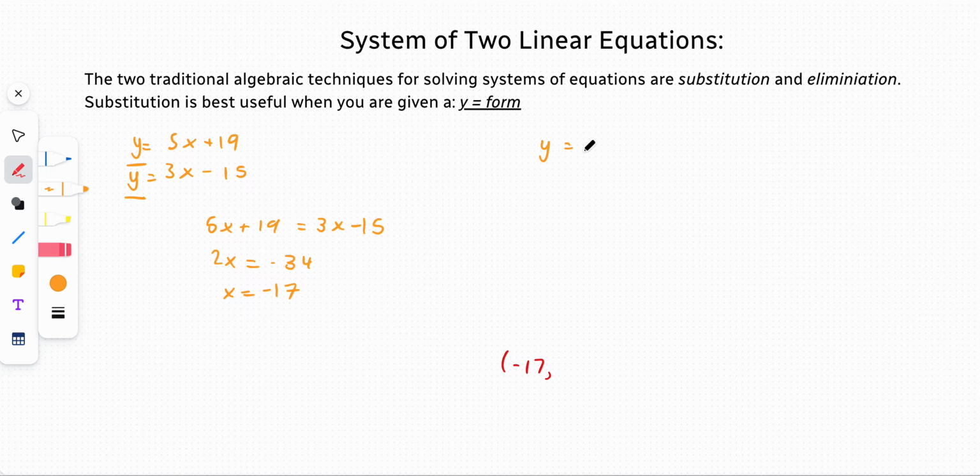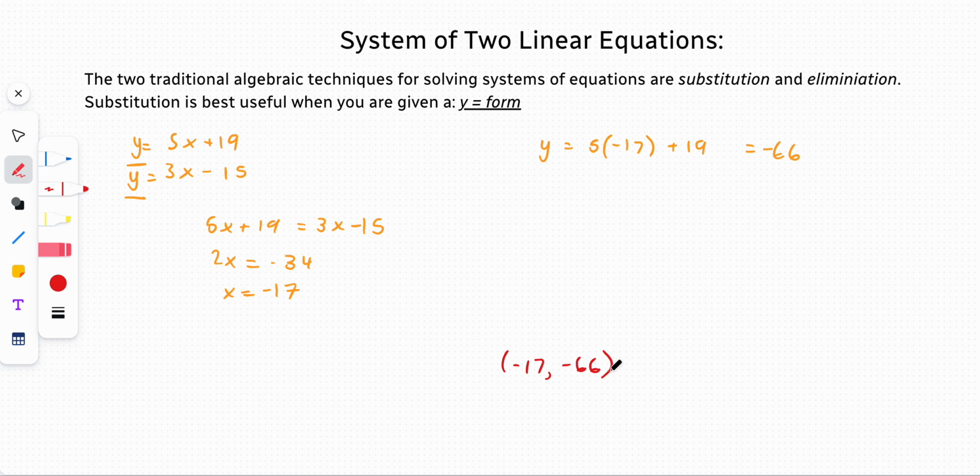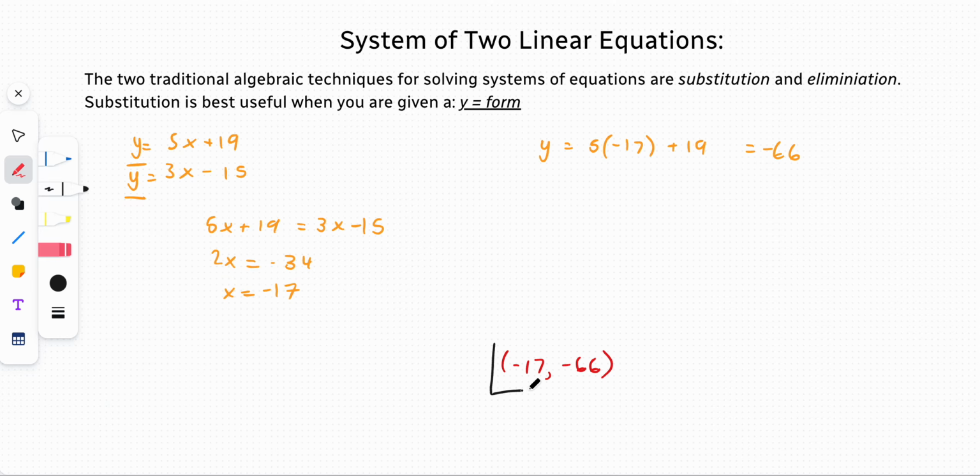The easiest way for us to do it is we just sub x into one of the equations. If we sub it into the first equation, we have 5 times negative 17 plus a positive 19. This is going to get us a negative 66 value, which is what our y is equal to. So this point at negative 17, negative 66 is where these two lines are going to meet, and this is the answer to our system.